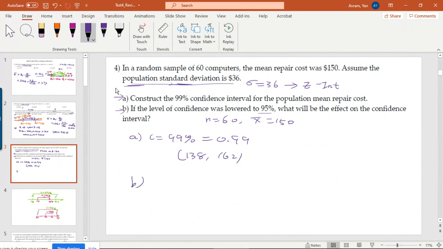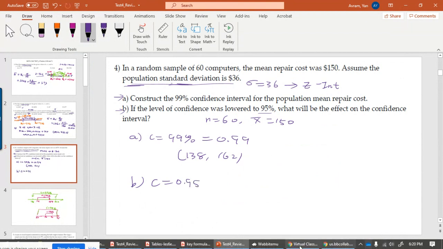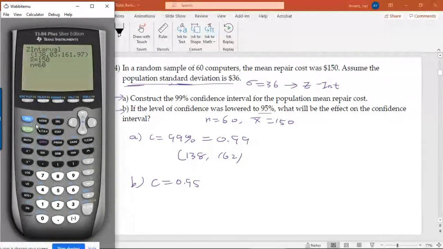Okay, so that is for 99%. If I change it to 95%, or 0.95, let's see what happened in here. Everything else is the same except the confidence level. I change it into 0.95. And then this one, it will become 141 to 159.